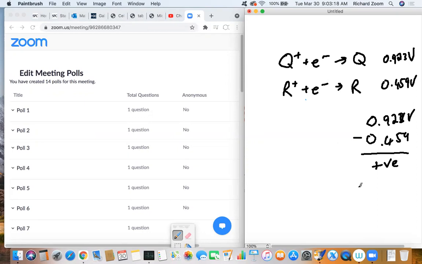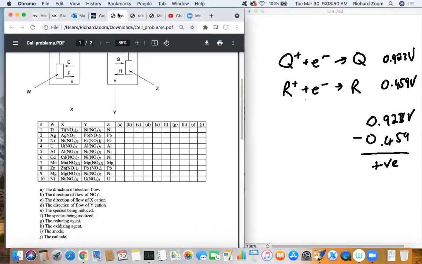Can anybody tell me a good rule that you could apply here to knowing which one to flip? The smaller one. Congratulations. Yes, I like that. The smaller of the two. So whichever one's the smaller of the two, that's the one you flip. I hope that clears things up for people. Does anybody have any questions?